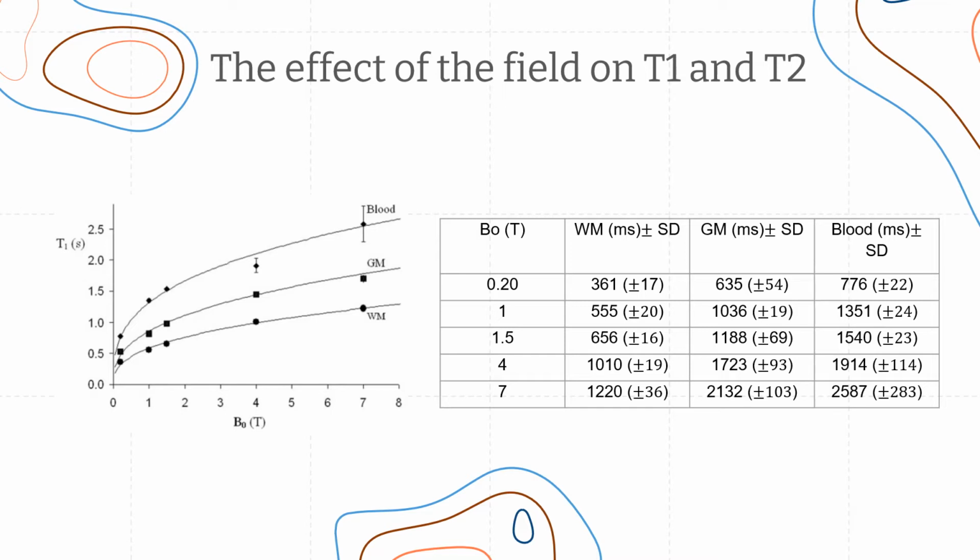We can see from the graph here on the left that the T1 value increases with the increase of the field strength in Tesla for the blood, gray matter, and white matter. Same thing in the table on the right. We have in the first column the field strength in Tesla. In the second column we have white matter, plus and minus standard deviation. Same thing for the third column, we have the gray matter, and in the last column we have the blood. The T1 values of all these parameters increase with the increase of the field strength.